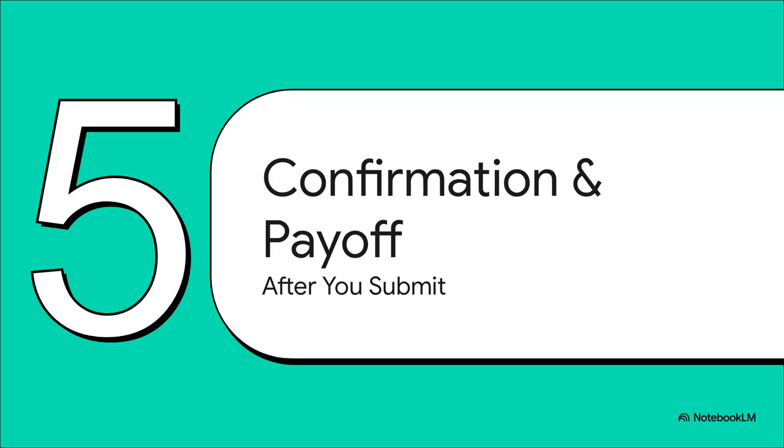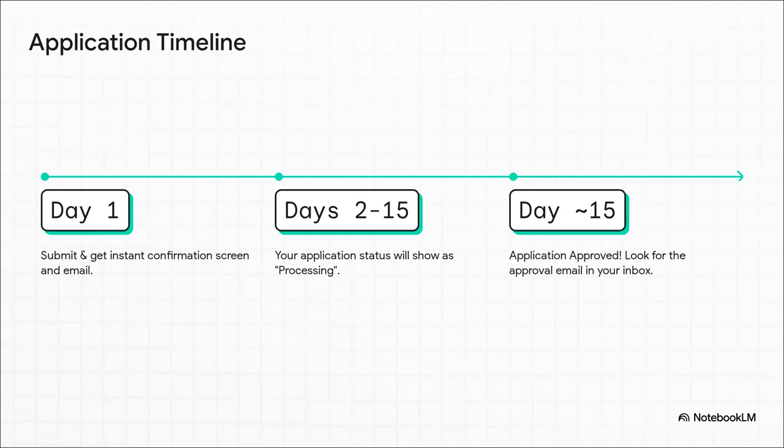Okay, so you've submitted all your applications. Now what? You gotta wait a little bit? Let's talk about what happens next and how you'll know for sure that it actually worked. The moment you hit submit, you'll get an instant confirmation. Then, for the next couple of weeks, your application status will just say processing. Then, right around day 15, you're going to get the email you've been waiting for.